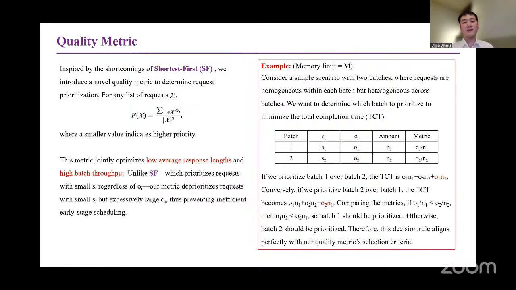But in this problem, all of these s_i, o_i are heterogeneous, and therefore it's actually quite hard to summarize these things. So we just first place this quality metric here.